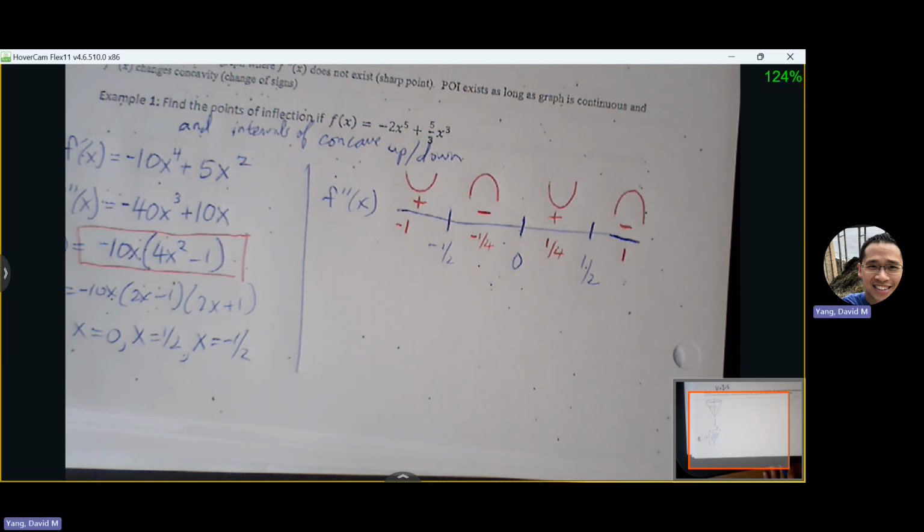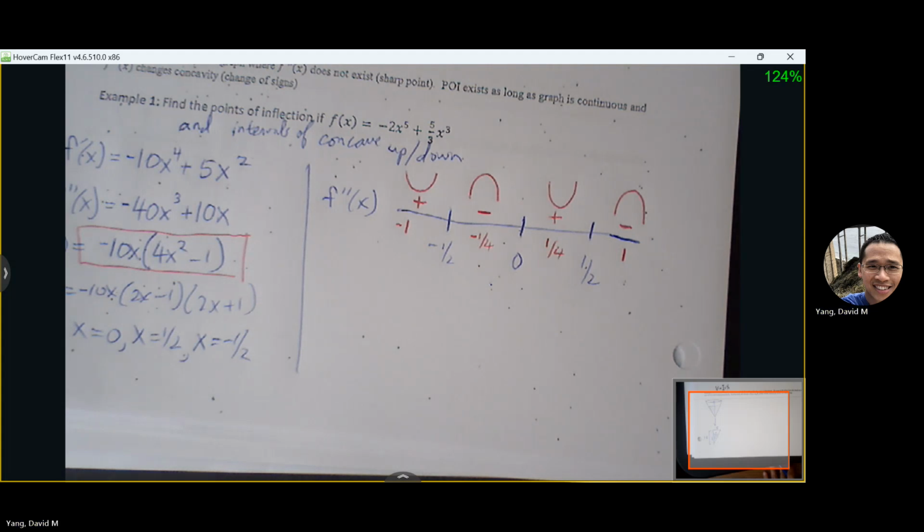Okay, there's one more thing that I want to squeeze in for today, and that is something called the second derivative test. Now, you may be looking at this and thinking that this is called second derivative test because we're using the second derivative function, but this is not called the second derivative test. This is called the test for concavity. So the second derivative test is finding something else.